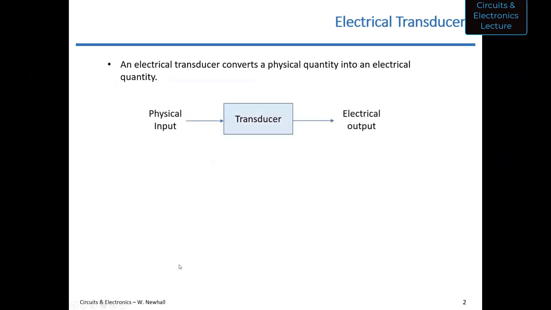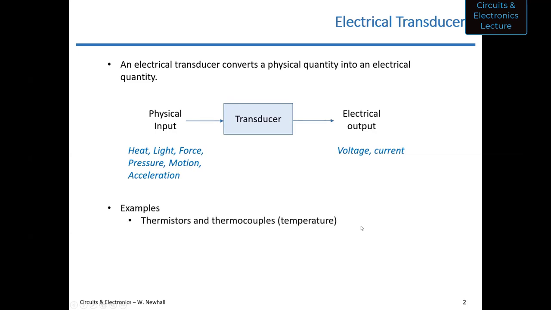So if this box here is a transducer, you'd have some kind of physical input that would act on the transducer, and then you would have some sort of electrical output. For example, heat, light, force, pressure, motion, acceleration, some kind of physical input like this. And of course, you could derive acceleration from force. These are not independent, orthogonal physical inputs. You can think there's many ways to sense something, but these are just examples of what the physical input to a transducer might be. And the electrical output would be voltage or current, or maybe power, but usually voltage or current is the output of a transducer. So for practical examples, thermistors and thermocouples.